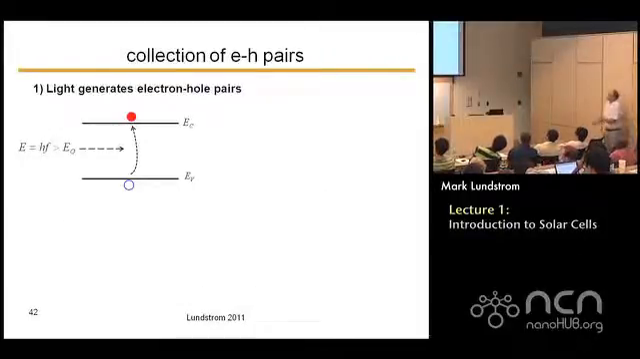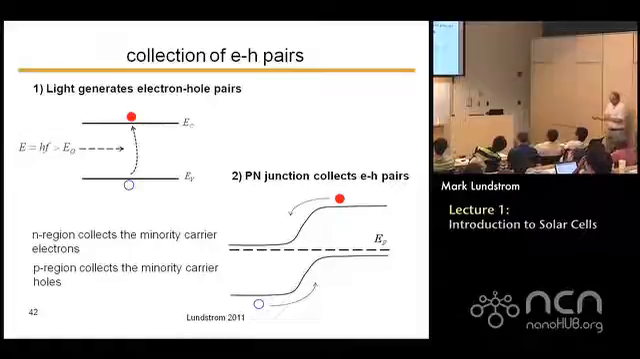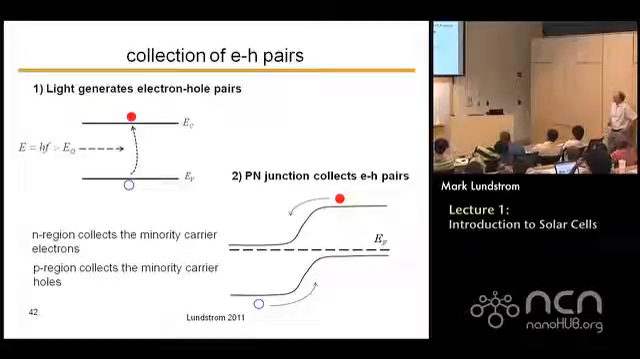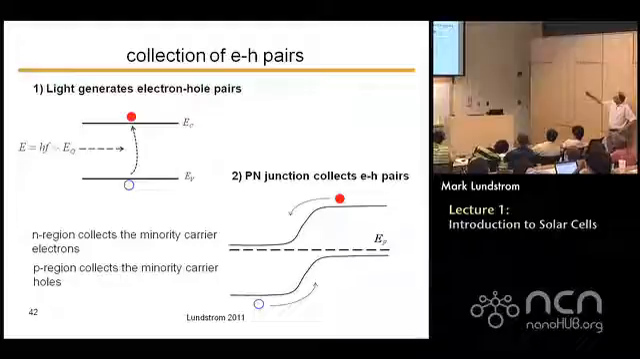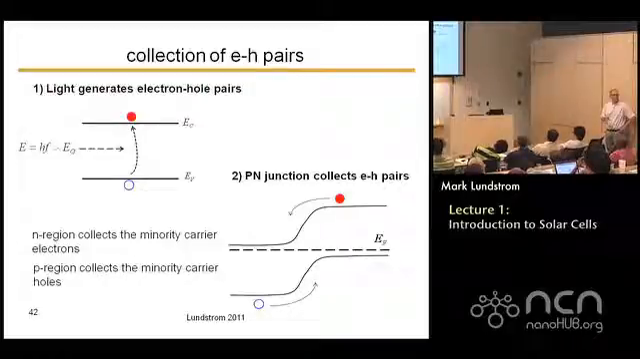Okay, so we've generated the electron-hole pairs. We have to collect them. If we collect them, then we have a p-n junction. So the way we collect them is we just see that if we create a minority carrier electron on the p side near the junction, it'll just fall down in energy and go over to the n side. So the p-n junction collects the carriers. That's why we use a p-n junction.